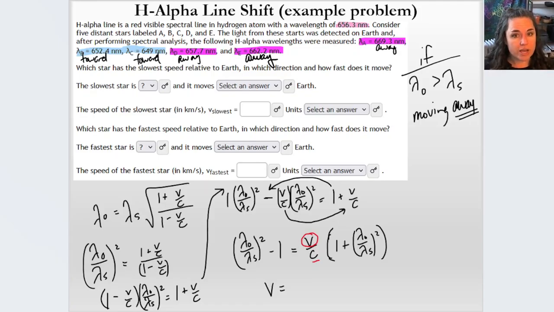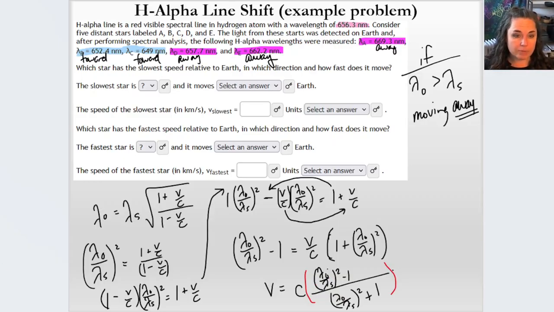Sometimes stars move fast, sometimes stars move slow. You never know. Usually they're slow. They're kind of slow compared to light, of course. Anyway, so when you solve that, you get this equation. C times this stuff, this fraction of things. Okay, it's a little messy here, but you can see what's going on.